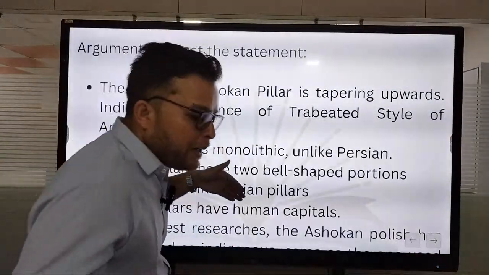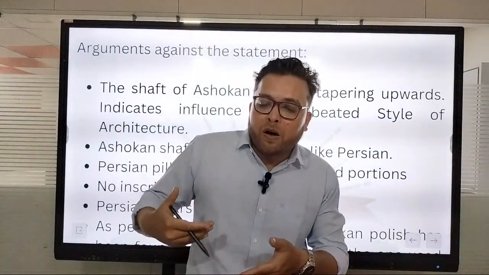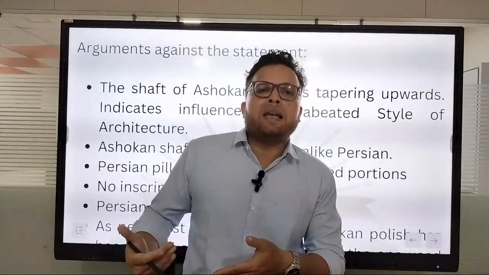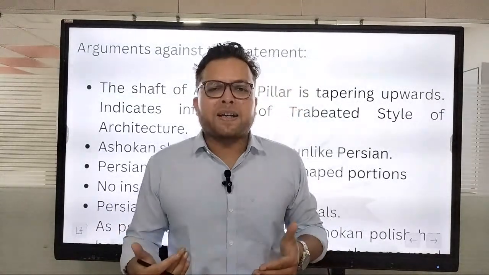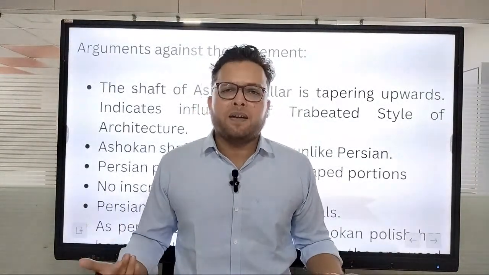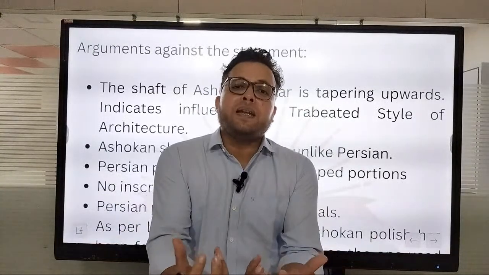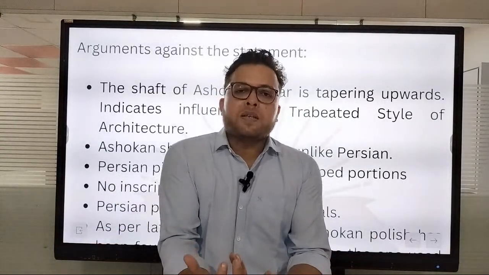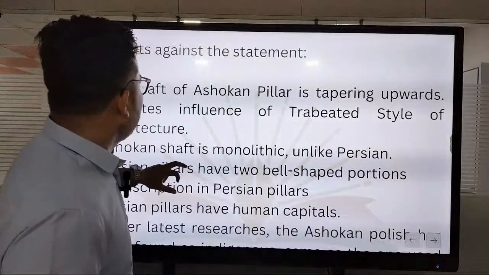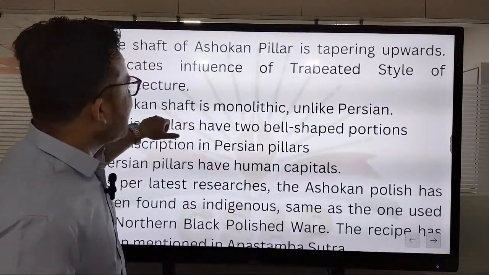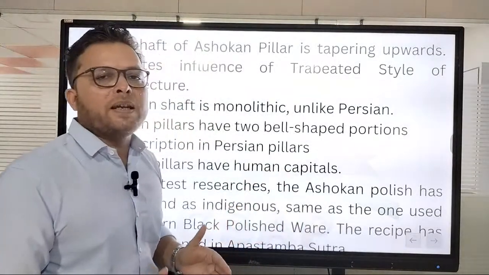The tapering is a part of an indigenously developed Indian style of architecture by the name of trabeated style. Trabeated style is an indigenous style, which doesn't have any foreign influence, which developed in India itself. Also, the Ashokan shaft, the main structure, is monolithic, built out of a single rock.